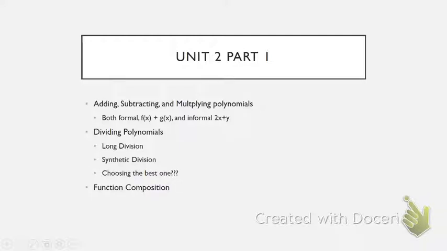Adding, subtracting, and multiplying polynomials, both formal, f of x plus g of x, and informal, 2x plus y. And then we divided polynomials, long division, synthetic division. When do we use the appropriate one? And then function composition came last. Okay, there were other subtopics sprinkled in there. I'm going to try to get to them.